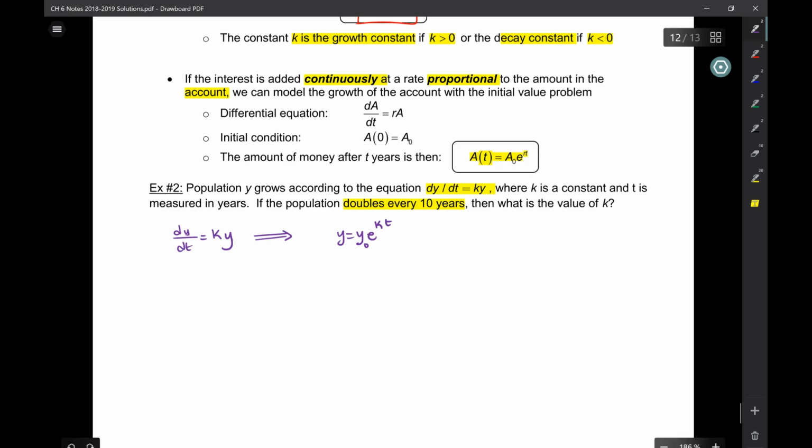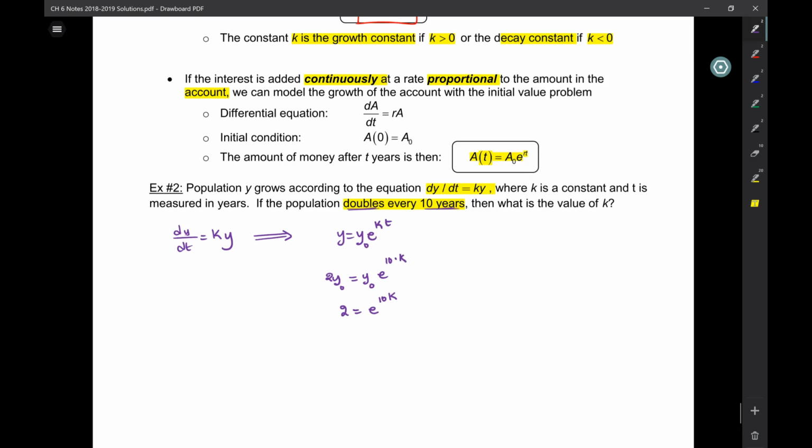Now, it says it doubles every 10 years. So, that's your time, exactly. So 2y naught is equal to y naught e to the 10 times k. Now, what's going to happen to the y naughts? Cancel. So I'm going to end up with 2 equals e to the 10k.